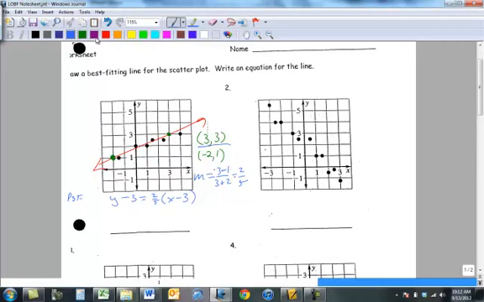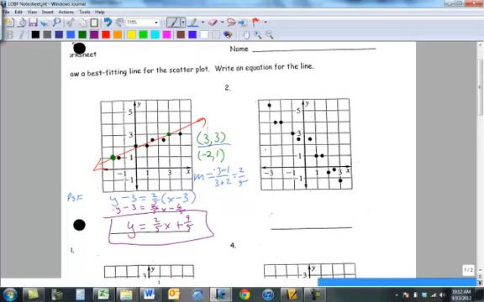I'm going to find the slope-intercept form by doing what we talked about yesterday. Distribute: 2/5 x minus 6/5. Add 3 to both sides. I should get y equals 2/5 x plus 9/5. That's what I'm getting for my line of best fit.